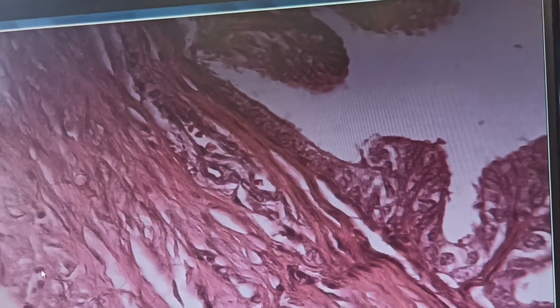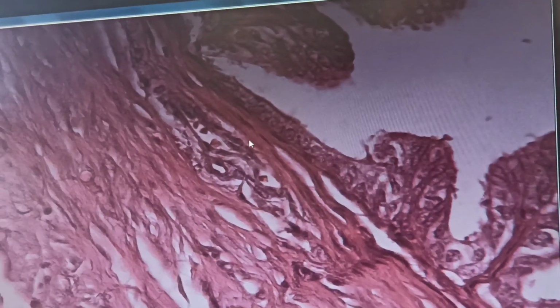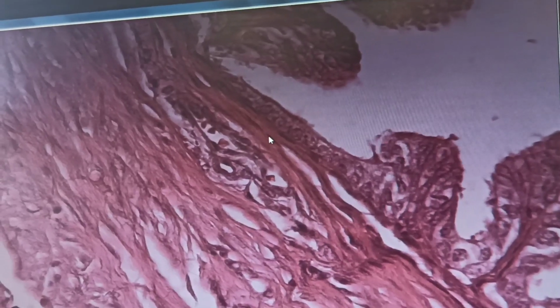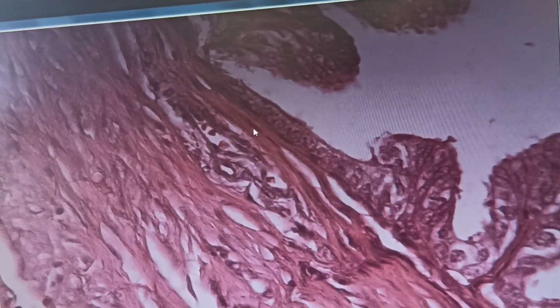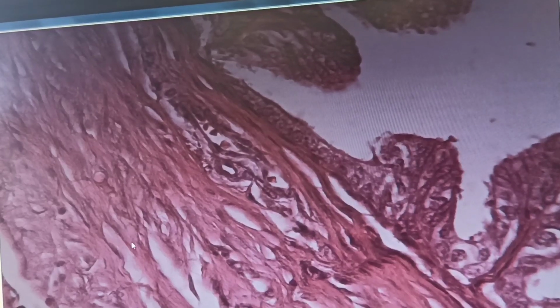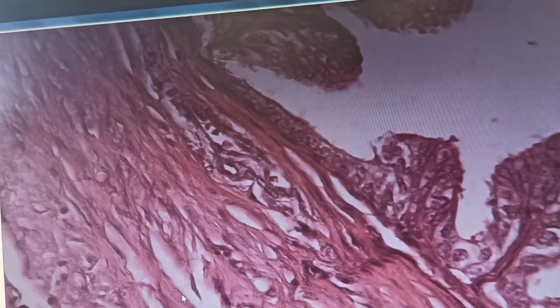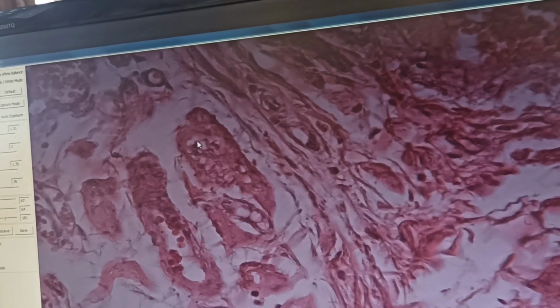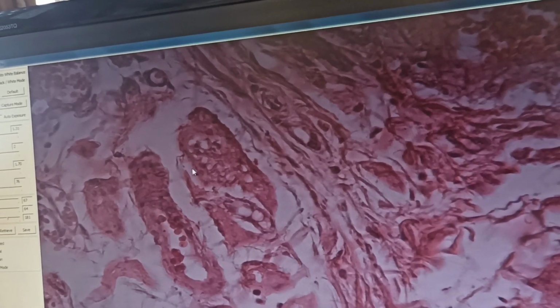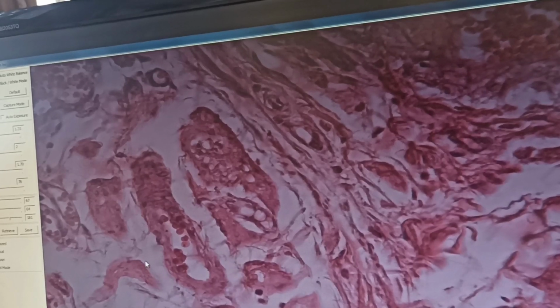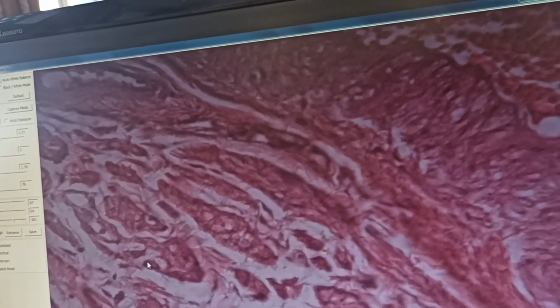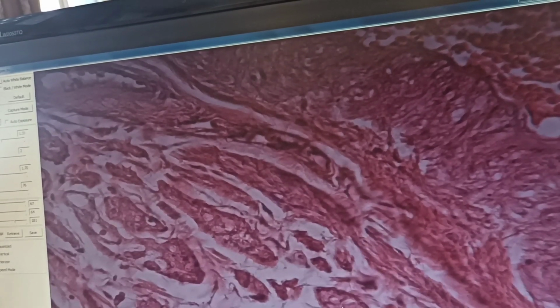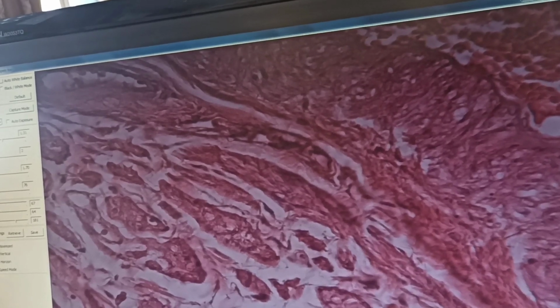Circular layer, orientation of muscle fiber. Smooth muscle cells have elongated nuclei, like this one, this one, this one. But in the longitudinal section, we have round nuclei. All these areas are the longitudinal smooth muscle cells.